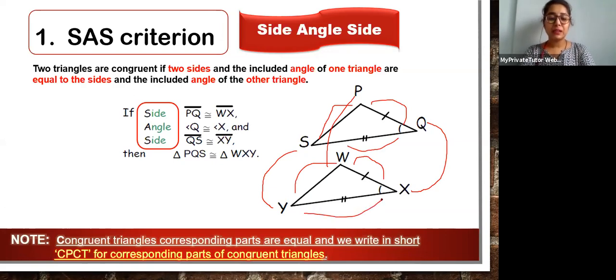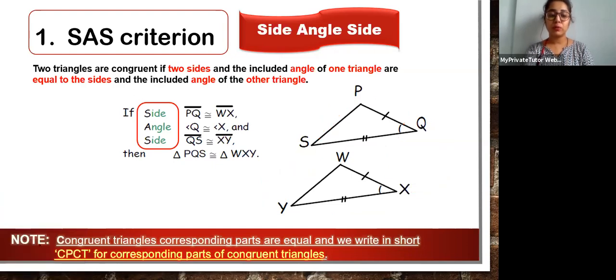Okay, so getting it clearly, and those parts can also be written as CPCT. That means corresponding parts of congruent triangles. Now this can only be used if you prove that both the triangles are congruent. If both the triangles are not congruent, you cannot use this rule. If you prove that PQS is congruent to WXY, that means by CPCT, angle S will be congruent to Y, angle P will be congruent to W. That's how it is.